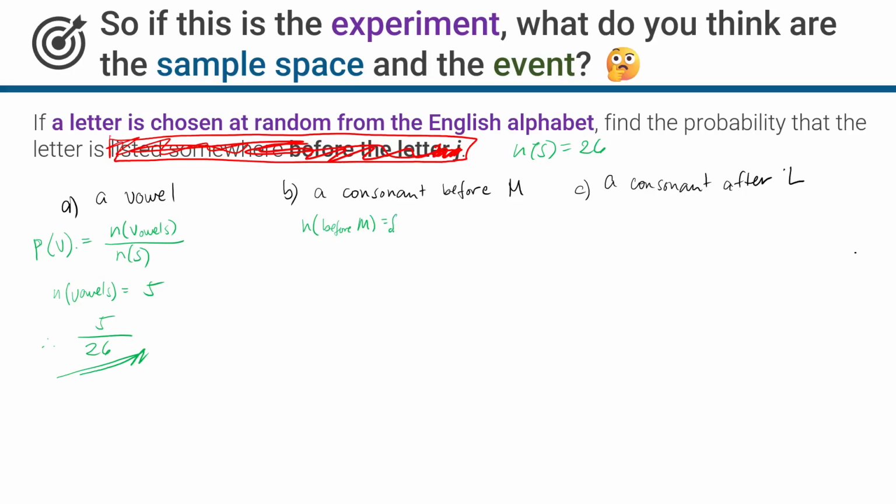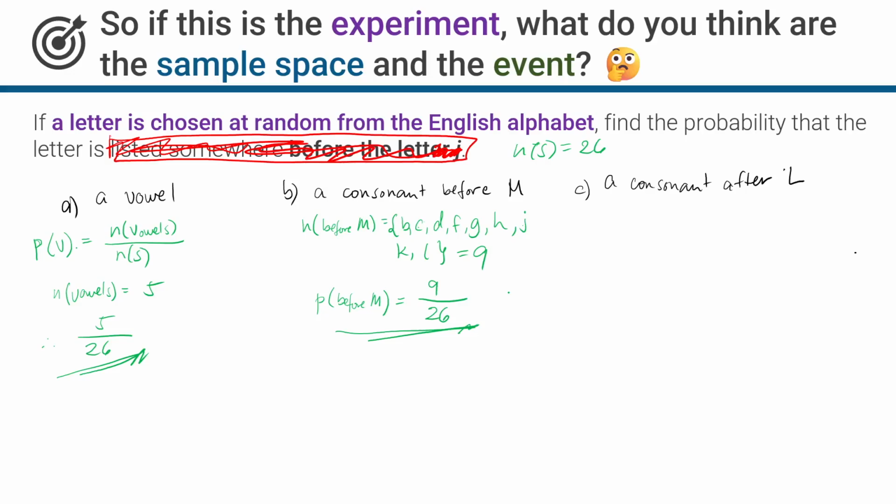Okay, so what are those? So we have A, no, it's consonant. So it's B, C, D, F, G, H, J, K, and L. So how many are those? 1, 2, 3, 4, 5, 6, 7, 8, and 9. So we have 9 consonants before letter M. Therefore, the probability of a consonant before M is equal to 9 over 26 as well.